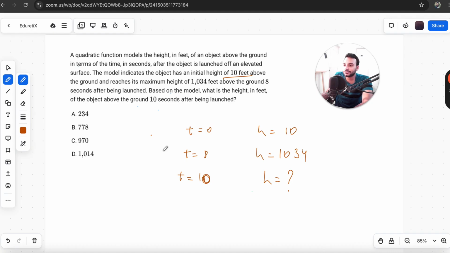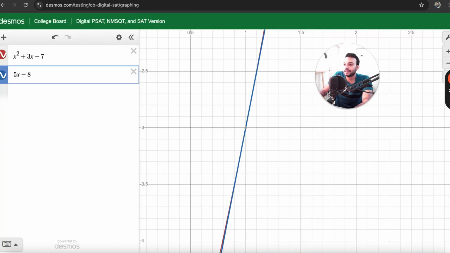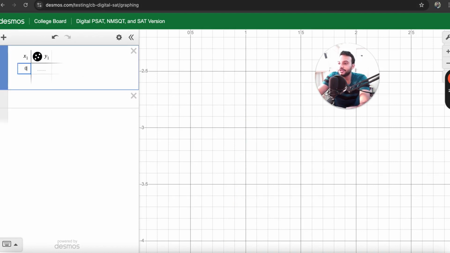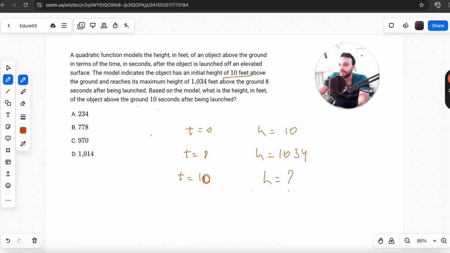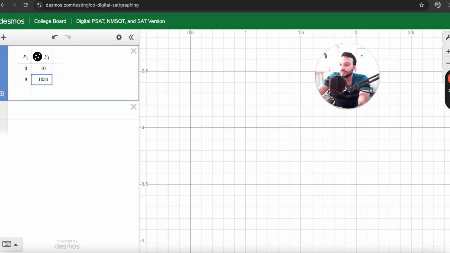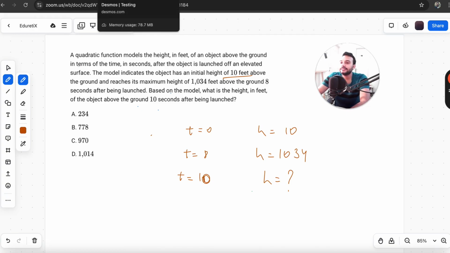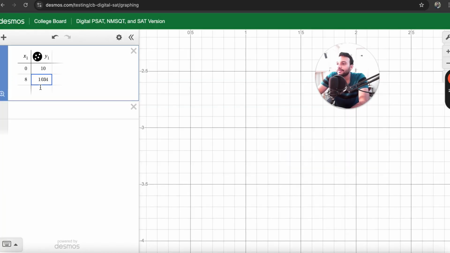Let's look at the DESMOS graphing calculator and see how we can graph this accurately. So let's pick these points and plot them here. X is equal to 0, y is 10. The height was already 10. At x is equal to 8 seconds after, it has 1034. The height is 1034. Okay, and this is the maximum point. Now the object 10 seconds after being launched. So let's write this. We'll write a regression for this one.